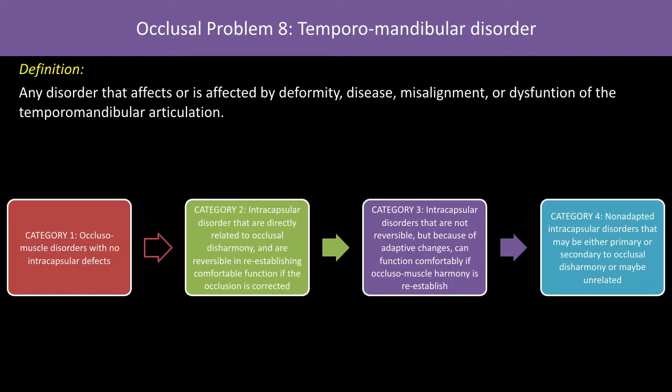Occlusal problem number 8 is the temporomandibular disorder, TMD. TMD is defined as any disorder that affects or is affected by deformity, disease, misalignment, or dysfunction of the temporomandibular articulation. We will focus on category 2 of TMD, intracapsular disorders that are directly related to occlusal disharmony. As for the management, the signs and symptoms can be eliminated by correcting the occlusion. Most of the time, the stabilization splint, please refer to the splint section, is the option to treat TMD.